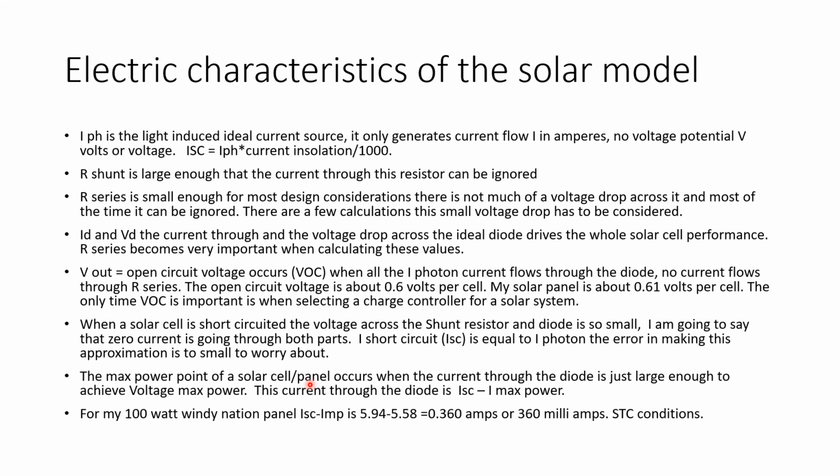The max power point of a solar cell panel occurs when the current through the diode is just large enough to achieve the max power voltage. This current through the diode on my solar panel is the short circuit current minus the max power point current. For my Windy Nation, it's 5.9 minus 5.58, 0.36 amps, or 360 milliamps. And that's at STC, standard test conditions, which you get in the factory.